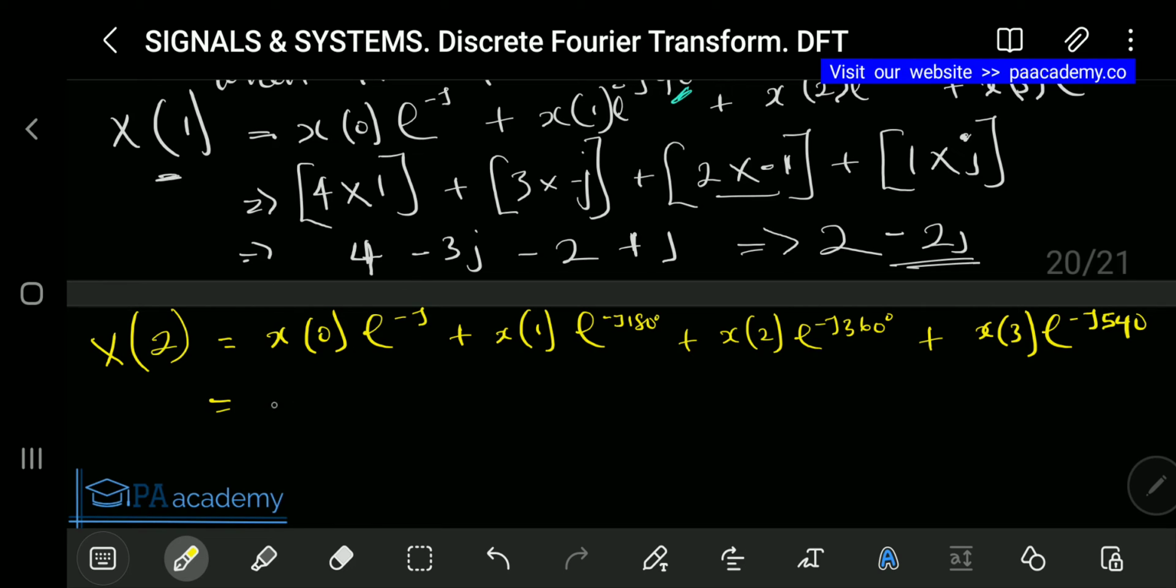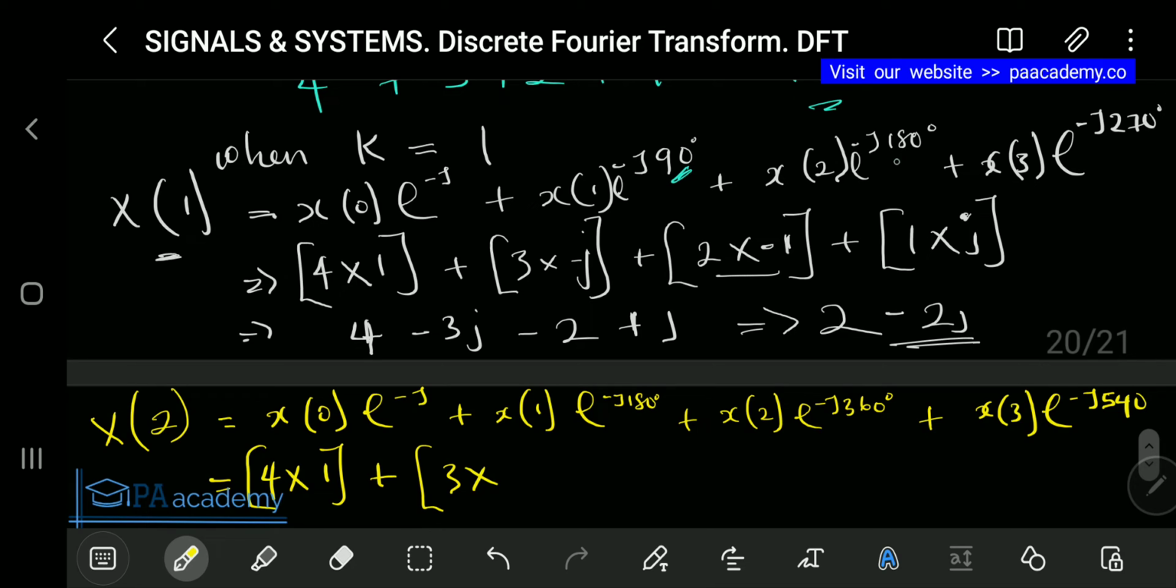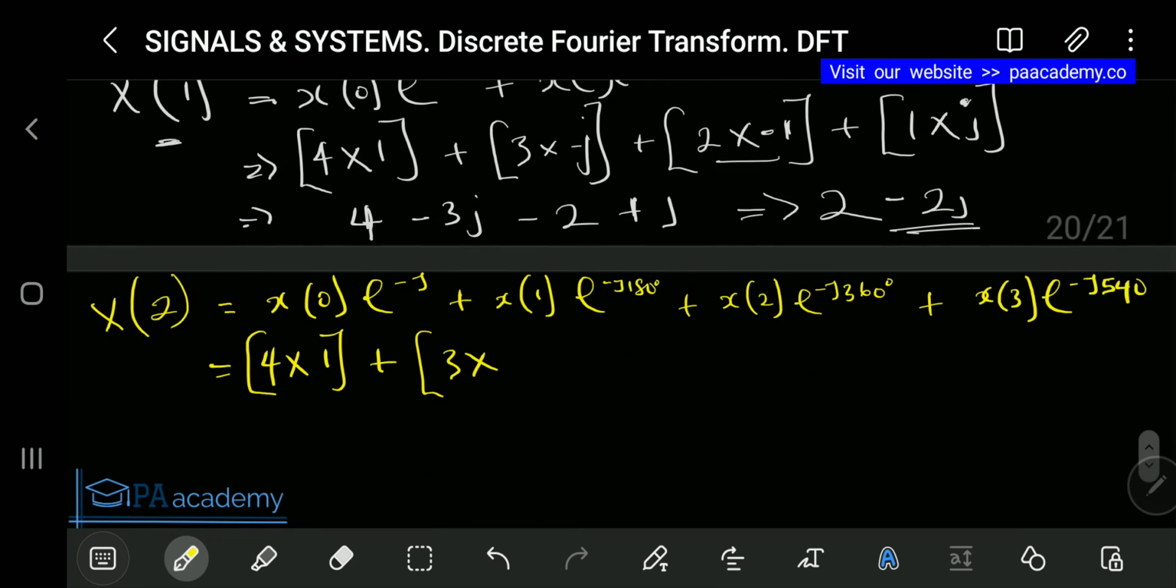So now let's clean it up. X of 0 is 4 times exponential minus j, we've established that to be 1, plus x of 1 is 3 times exponential minus j 180. I think we've gotten that before. So we've used it earlier, minus j 180, and we got it to be minus 1. So there's no need to go back to the calculator. You can just copy the value. For 360, we've not had the value for 360.